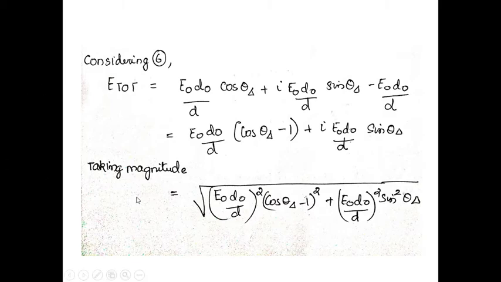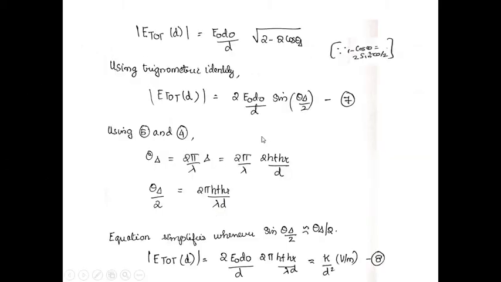Now taking the magnitude and further solving it, we will get the total magnitude of the electric field as 2E0 d0 by d sine of theta delta by 2. Now this is the expression for the total electric field. If we want to simplify, for example if the value of the angle theta delta is small, we can rewrite this equation as 2E0 d0 by d into theta delta divided by 2. That is, approximately, sine theta delta by 2 can be equal to theta delta by 2.